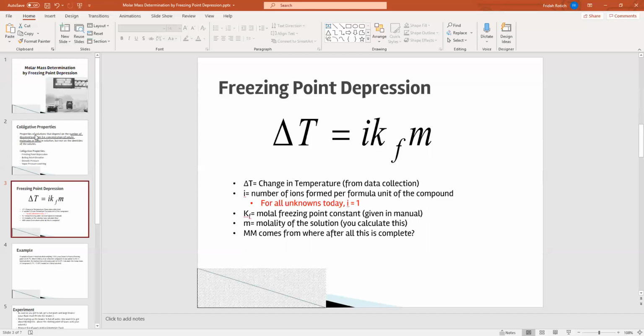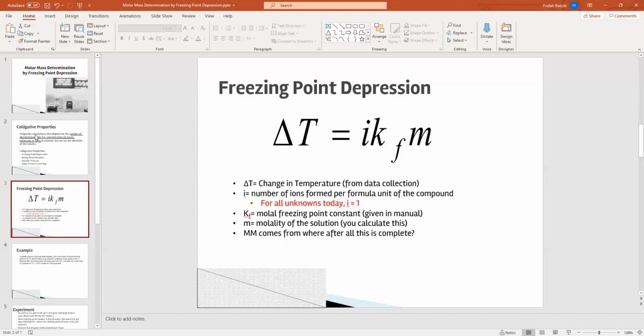Then i is the number of ions that are formed. For example, when you dissolve sodium chloride in a solvent, we form sodium ions and chloride ions. Because we have one sodium ion and one chloride ion, our i becomes 2. But in today's experiment, we're using lauric acid, and in our solution, we'll assume that we do not have any ions being formed. So our i will be 1, and so our change in temperature would just be the molar freezing point constant that is characteristic for each solvent, multiplied by the molality.